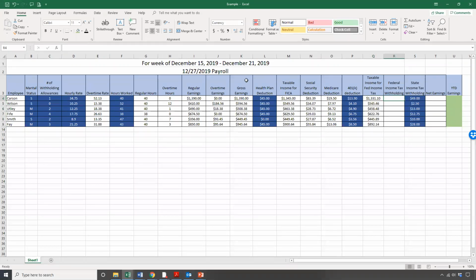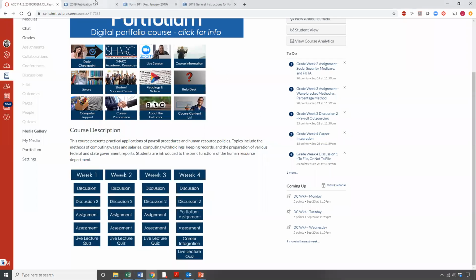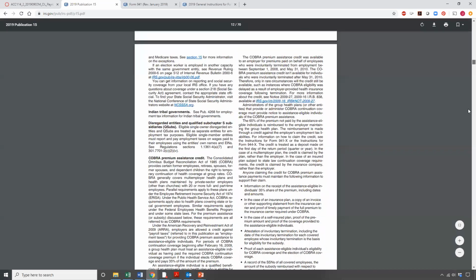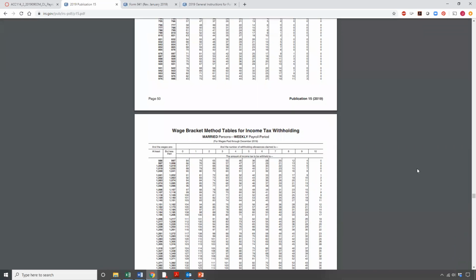Oh, one thing I didn't tell you. All of your employees are going to be paid weekly. So in your homework assignment as well, all we need to deal with is our weekly brackets. So let's go in and we'll go way back here on our brackets.